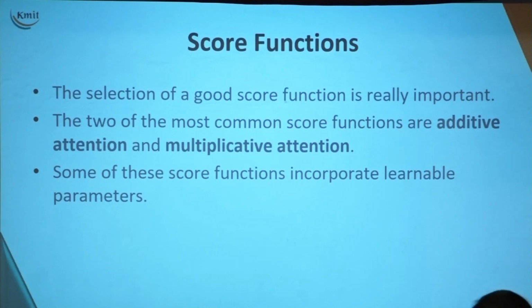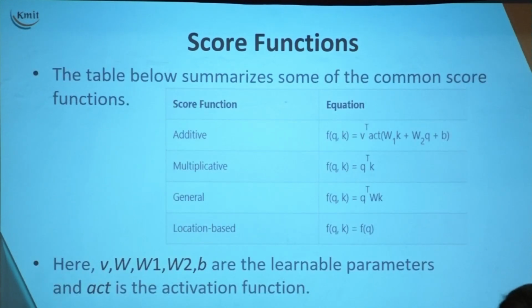In attention score, the two most common score functions that you use are additive and multiplicative attention. Some of these also incorporate learnable parameters. So, a very simple way I am explaining these score functions here. Different types. In additive, what you are doing? You are trying to add.